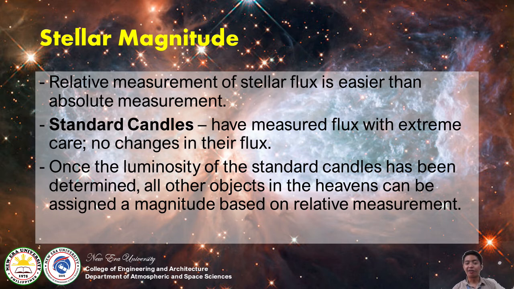Now, because there are variable stars. When we say variable stars, it changes its magnitude per period of time. Once the luminosity of the standard candle has been determined, all other objects in the heavens can be assigned a magnitude based on relative measurement. By that, using our previous equation.